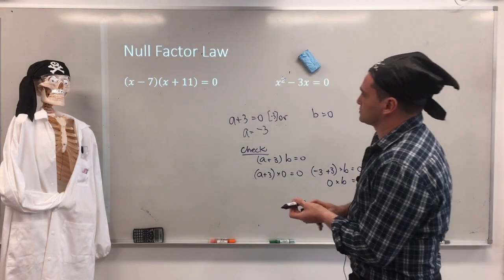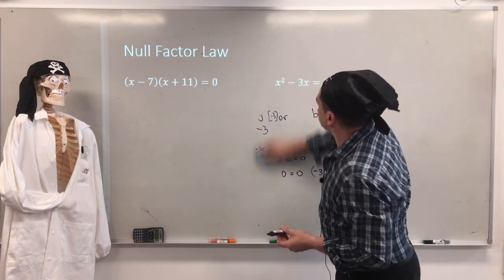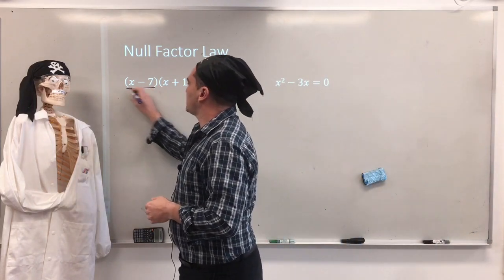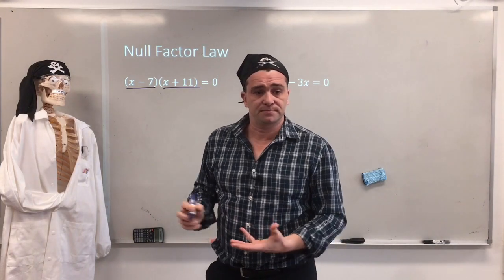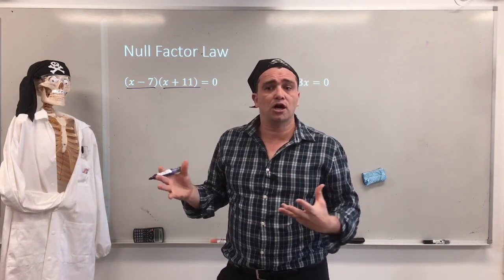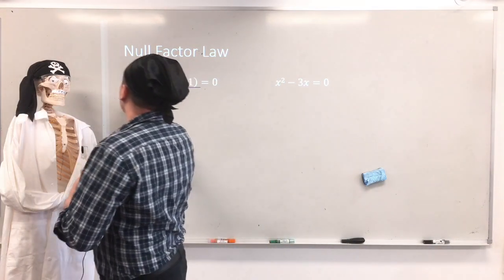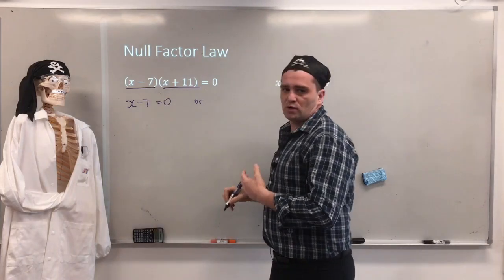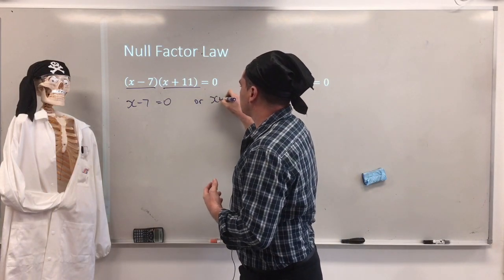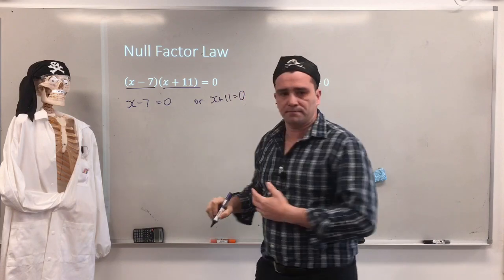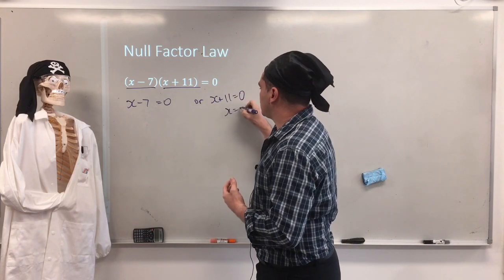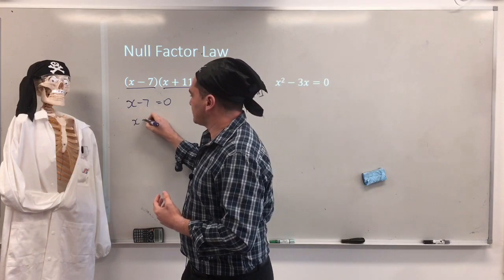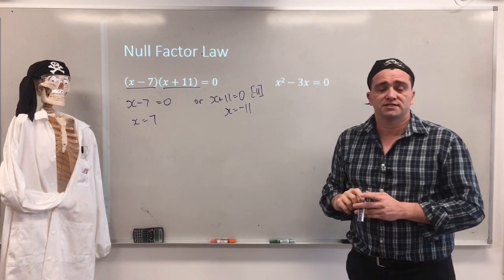So moving on, we can bring this into some more complex equations. Here we've got two terms, x minus 7 and x plus 11. If this entire equation equals 0, we know that x minus 7 equals 0, or x plus 11 equals 0. With our rearrangement, x equals negative 11 or x equals 7. Once again, let's check.